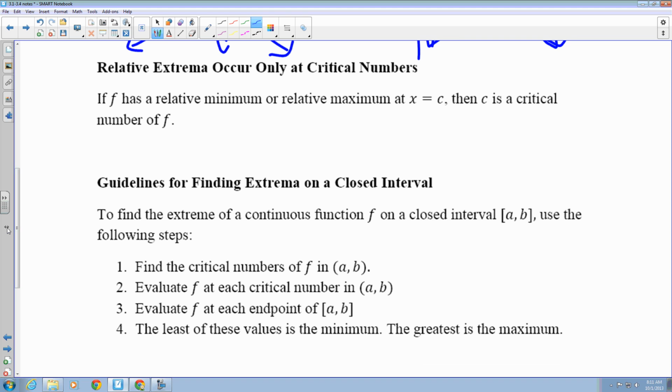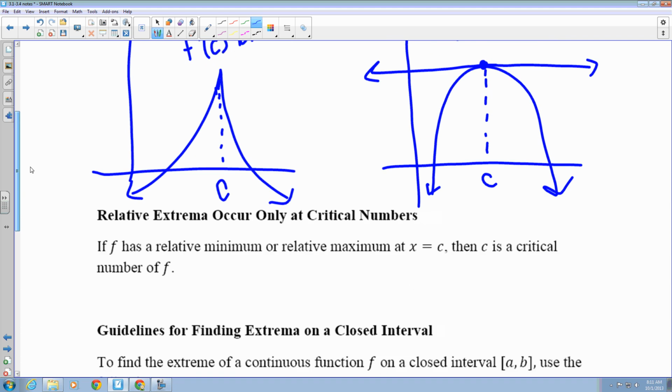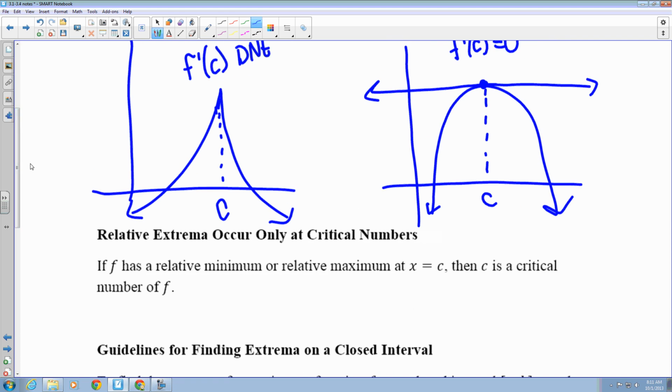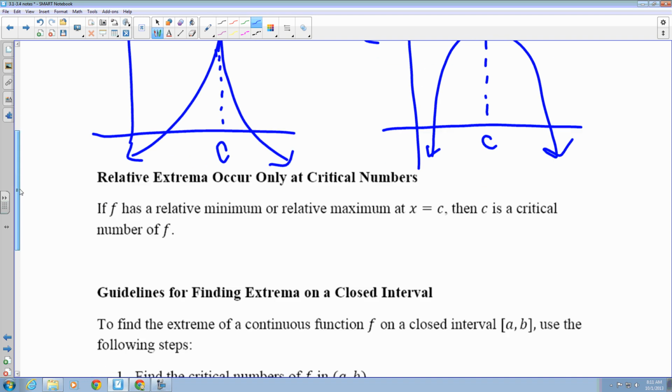If your function has a min or a max at a point, then that point is a critical number. And as you could see in this up above example, that was a relative maximum when you have a 0 for the slope. That's a horizontal tangent. Horizontal tangents always occur at mins and maxes.